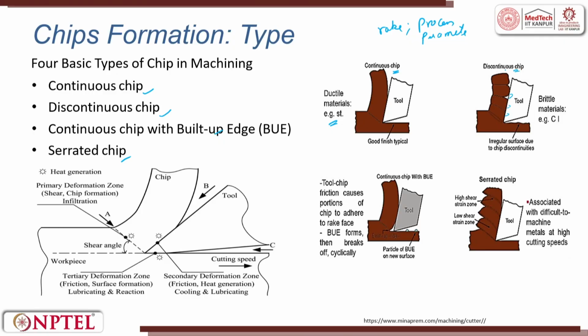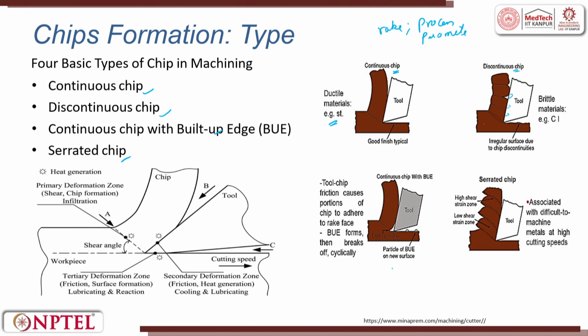A discontinuous chip can happen because of brittle material, a negative rake angle, and improper choice of process parameters. Right? In a discontinuous chip, there will always be vibration in the machine, which will lead to poor surface finish.